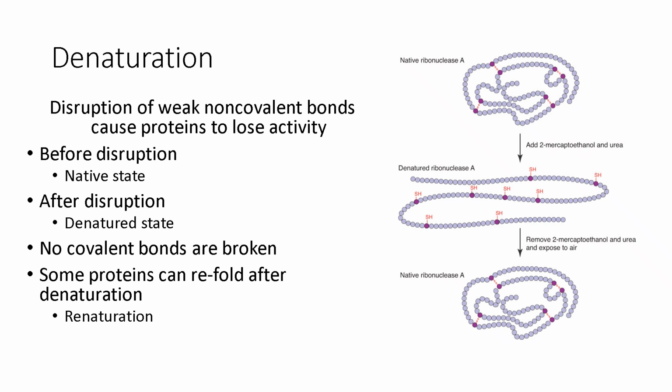Denaturation occurs when a protein loses its functional shape due to the disruption of weak noncovalent bonds. The protein transitions from its native state to a denatured state, losing biological activity. This process does not break covalent bonds. Some proteins are capable of renaturation, regaining function when favorable conditions are restored.